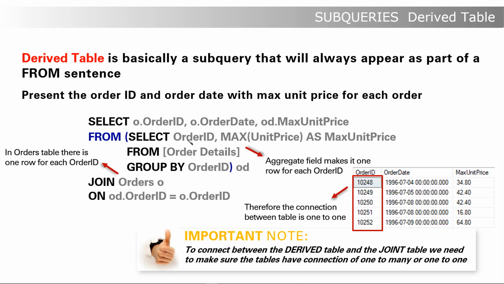But we can also connect them if here we have many and in the orders table we have one. So the connection has to be one-to-one or one-to-many. We need to remember it. We can't connect two tables that are many-to-many, because as we learned, it will produce a Cartesian product. Let's see it in SQL Server.